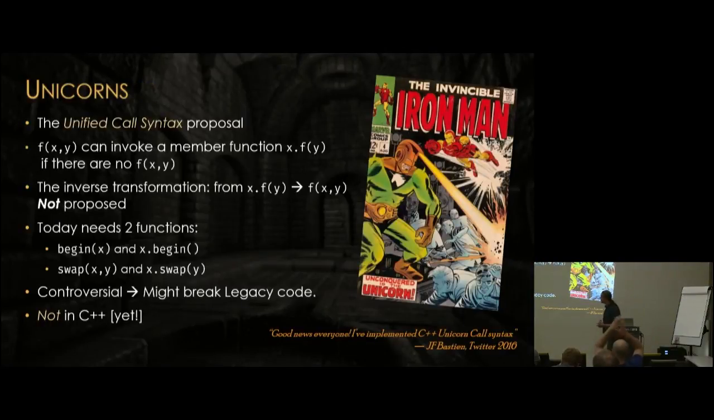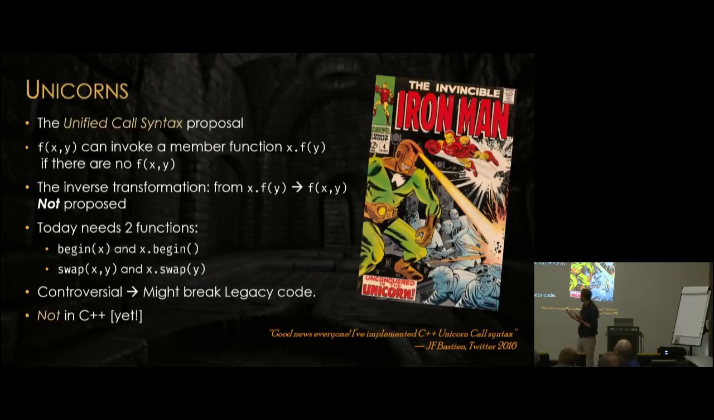Okay, this is a bit tongue-in-cheek, the unicorns. There was a proposal called the Unified Call Syntax proposal, which, at least as of now, wasn't accepted into C++, but I think it's an interesting proposal, and it has some interesting reasoning and rationale behind it. Basically, when we're calling a function f with two arguments x and y, if there is no such function found by the function lookup, it might actually try to find on the first object x a method called f, taking the second argument as its first argument.